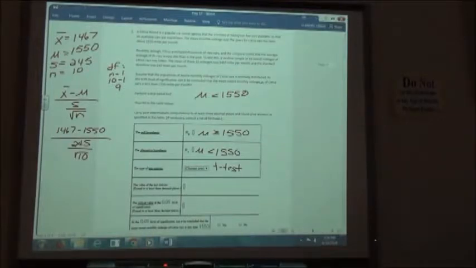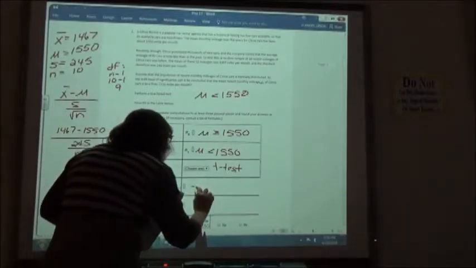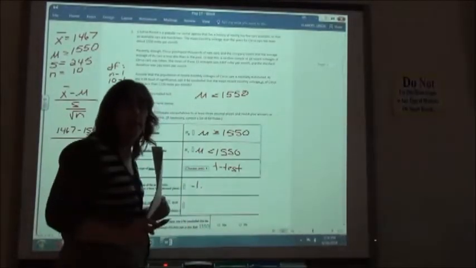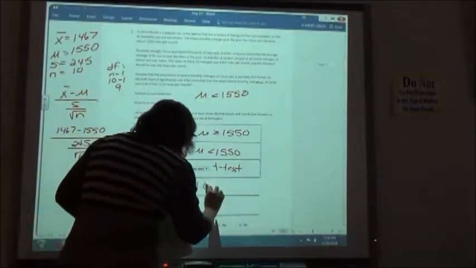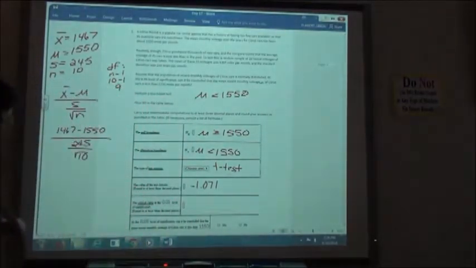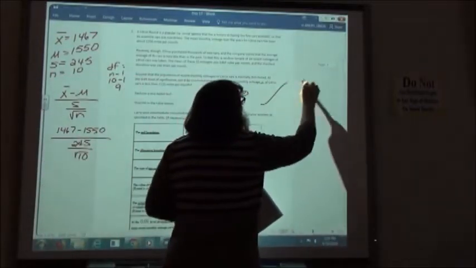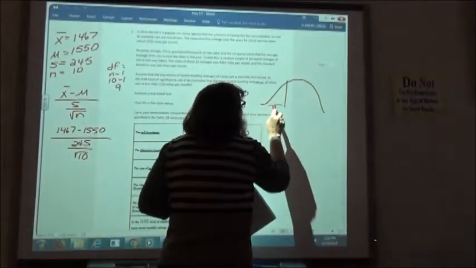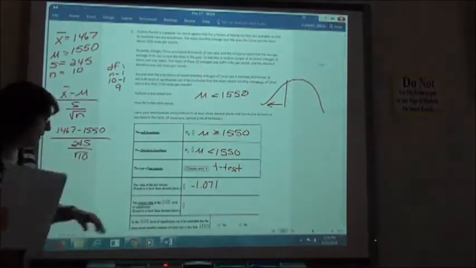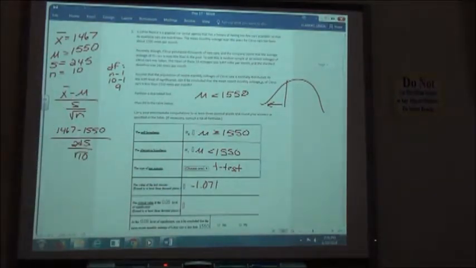So we end up to 3 decimal places with what number? Negative 1.071. Okay? So on this one, we are testing less than. But we're not doing the p-value, we're doing the critical value. When you do the critical value, instead of doing the p of something, you're using that t sub something.